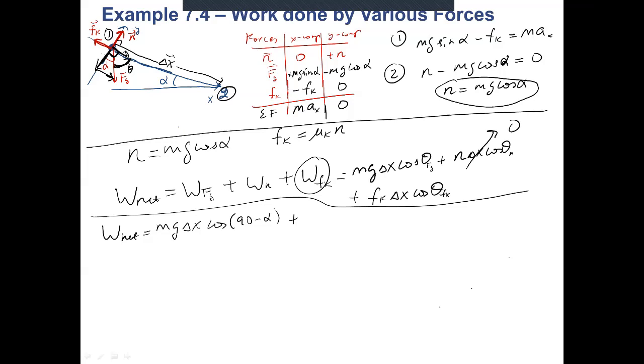So f of k here is replaced with mu k times normal force. But here, the normal force is this guy over here, so technically it's mu k times mg cosine alpha. So I have mu k times normal force, then times delta x. And you can see the theta for the friction, from displacement to force, is 180 degrees.